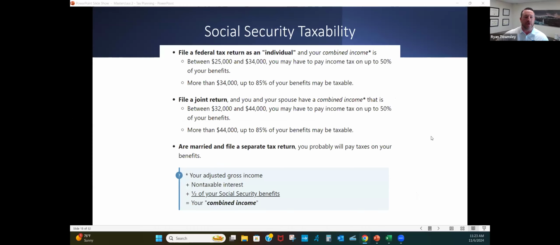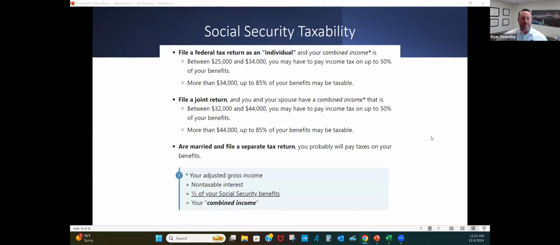Social Security taxability. This is one that the vast majority of clients I talk to don't really understand. And, you know, especially when you say things like Social Security is 50% taxable or 85% taxable, they say, I'm taxed 85% on my Social Security? That seems insane. I'm like, no, it does.